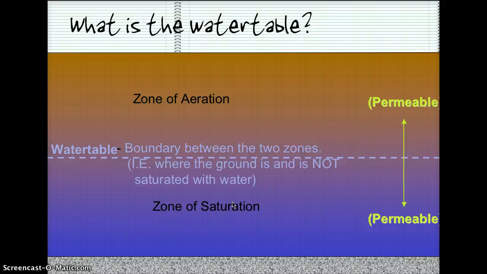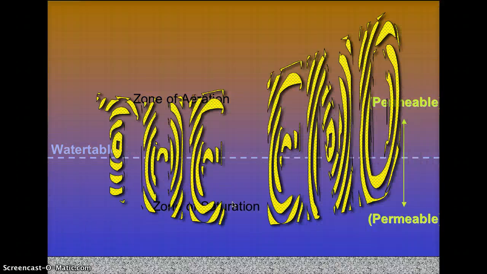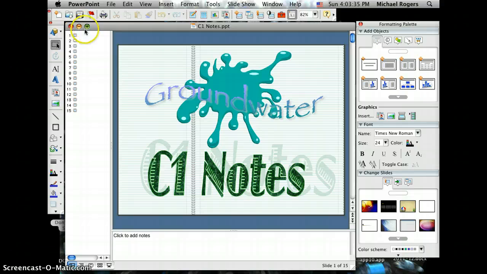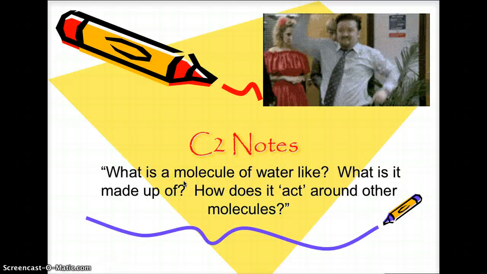So there you are, the boundary between the two zones. It's always in motion, the water table. It's up when there's lots of water, and the water table is down when we're in a drought. And that's pretty much it. So that's C1. Then let's take a look at C2, and I believe C3 are both together in here.